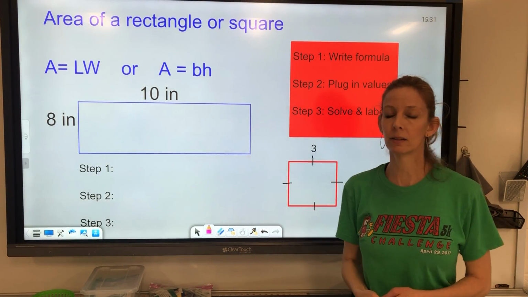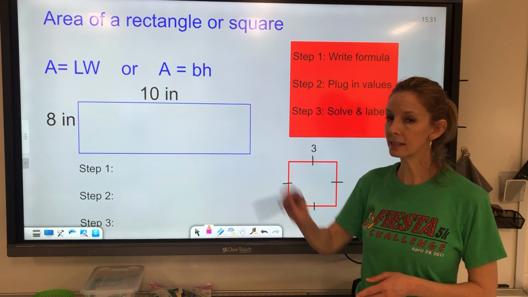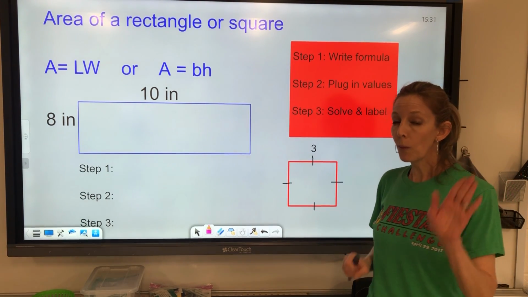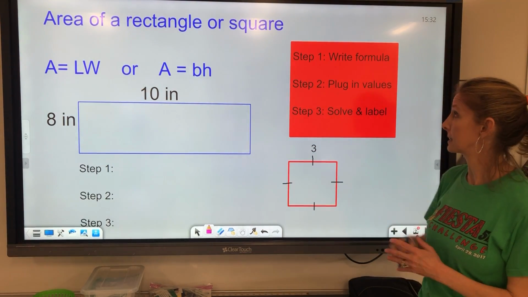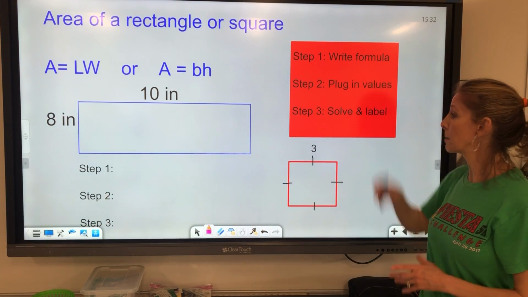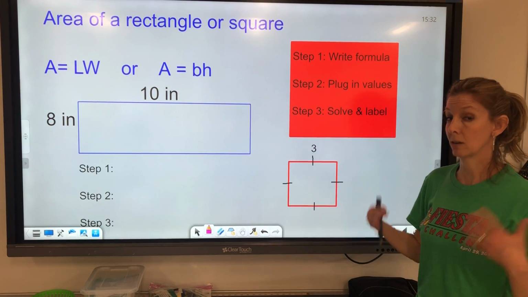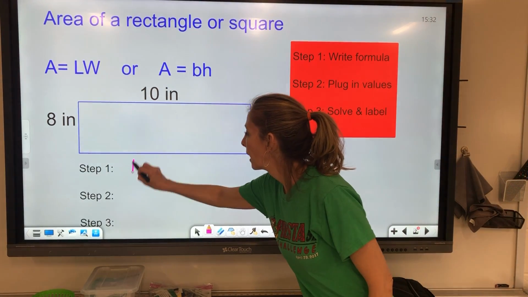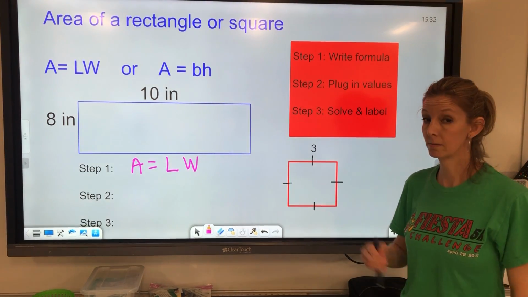So let's take a look at this as a quick review. We have a rectangle here with 10 inches and 8 inches. One of the things I really want to stress throughout this entire unit is that you are following these steps right here, even though I know this is a very basic problem. So step 1, you're going to write the formula. So you look at your shape, it's a rectangle. What's my formula? Area equals length times width.